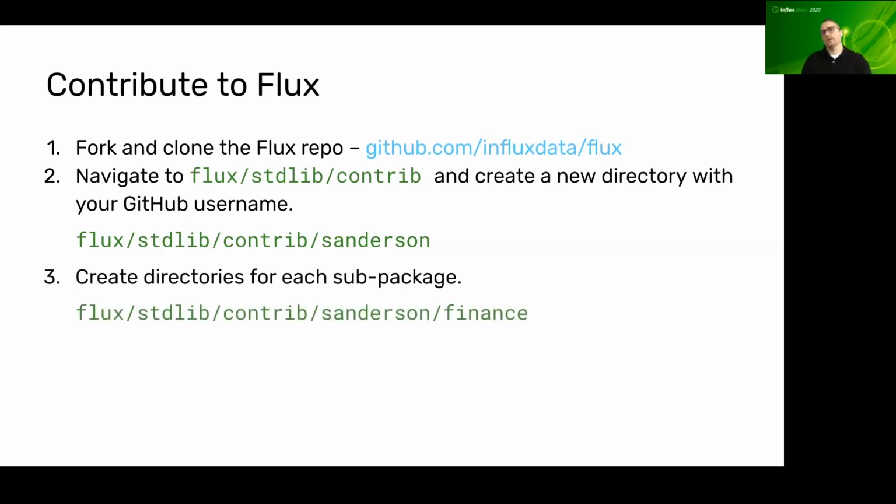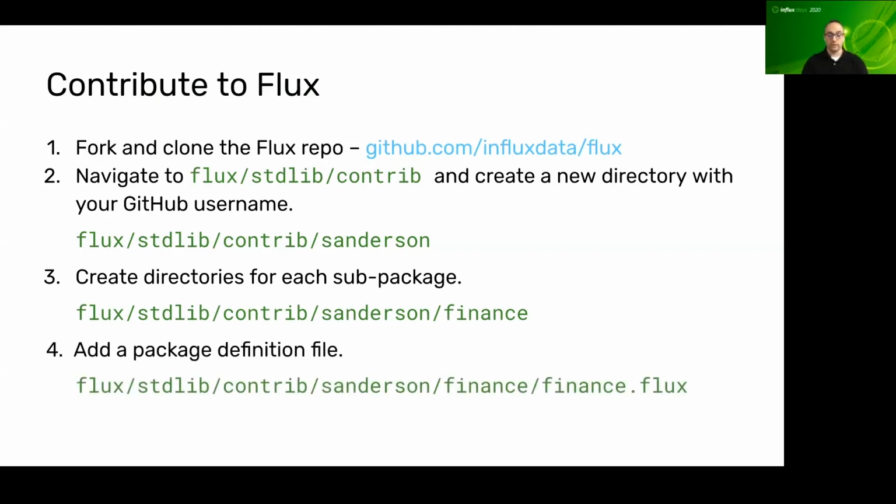Technically, you can actually just turn your user namespace into a package, but I generally create sets of functions or transformations specific to a use case. So for example, if I have a set of transformations and functions that all have to do with finance, I would create a custom finance package. So I'd create a directory, Flux, standard lib, contrib, Sanderson, finance. I would then add a package definition file. This would be inside of the package directory. It would just be the package name.flux.